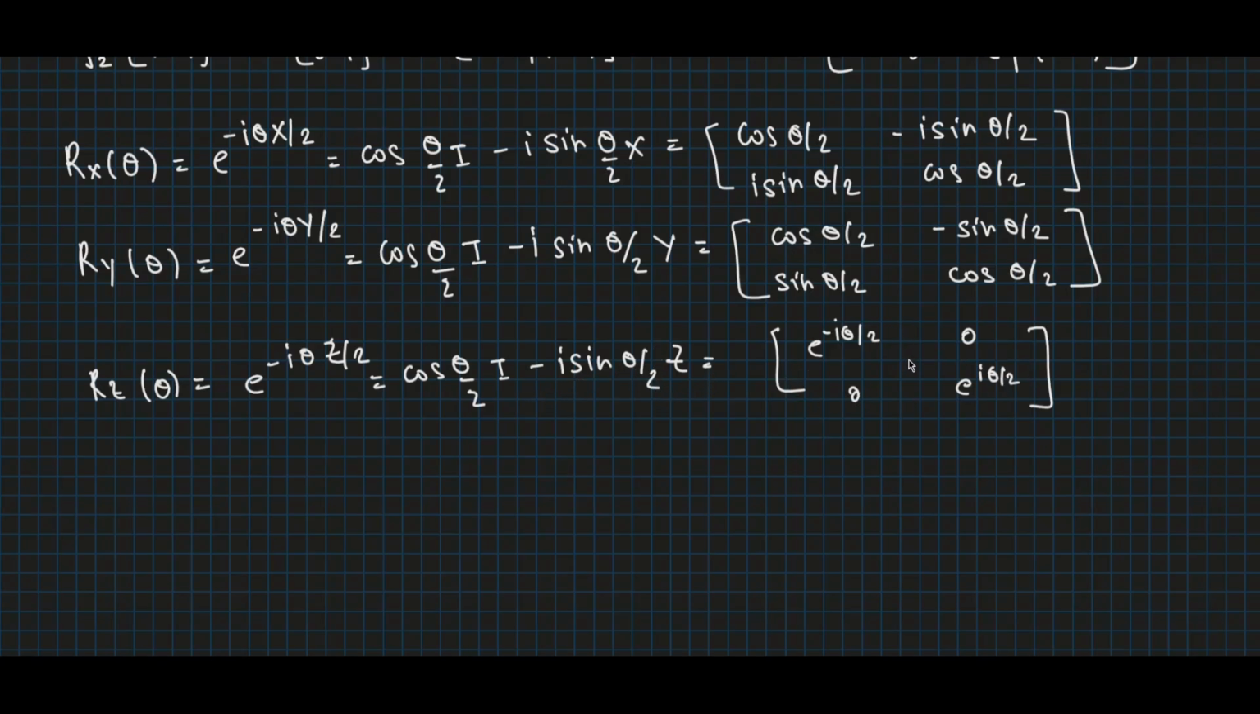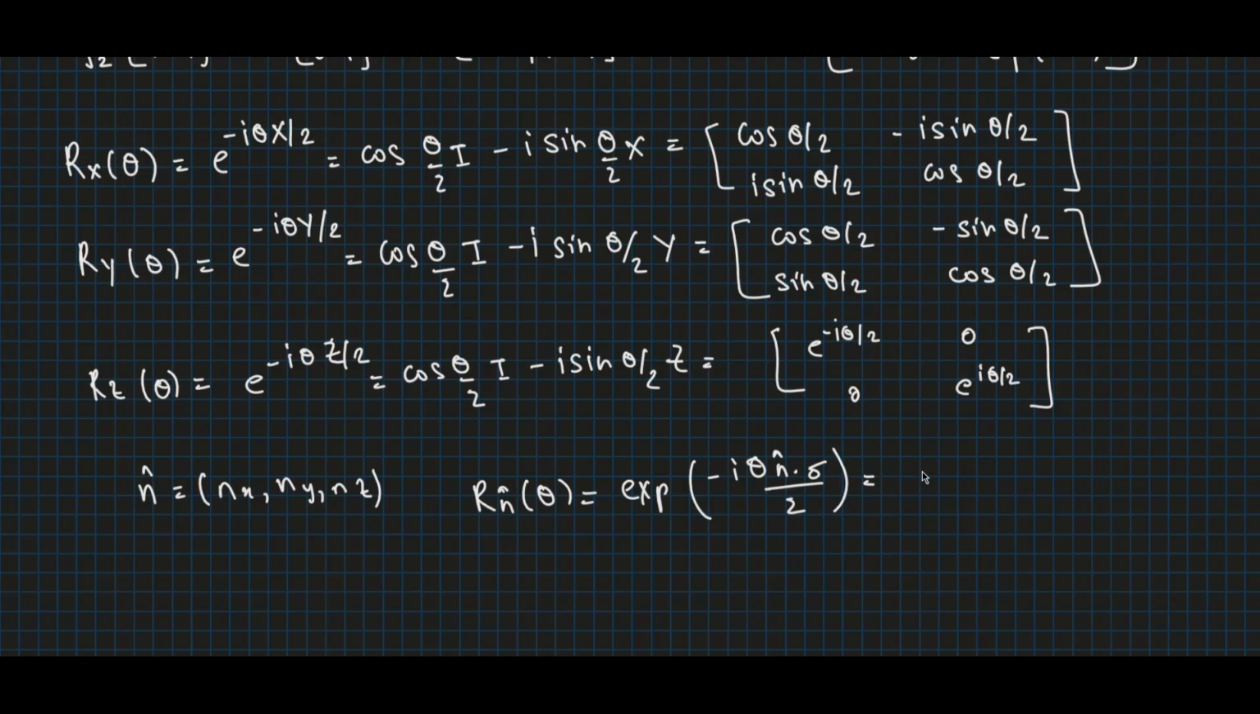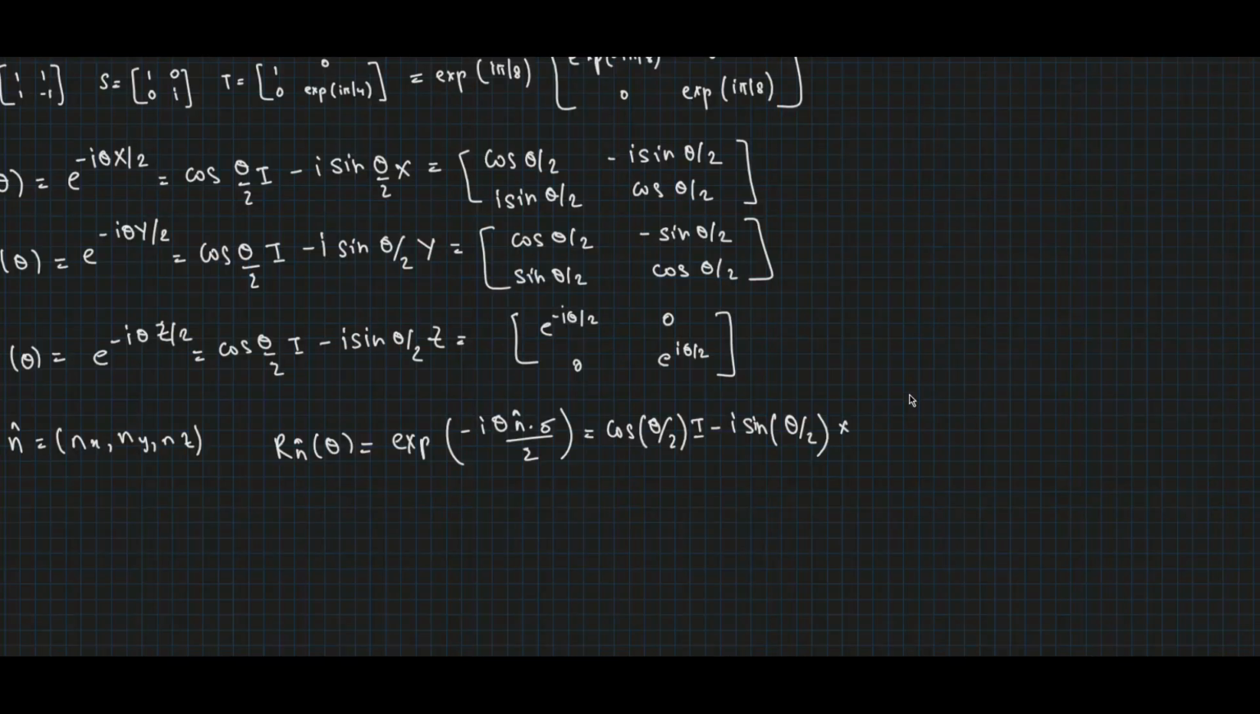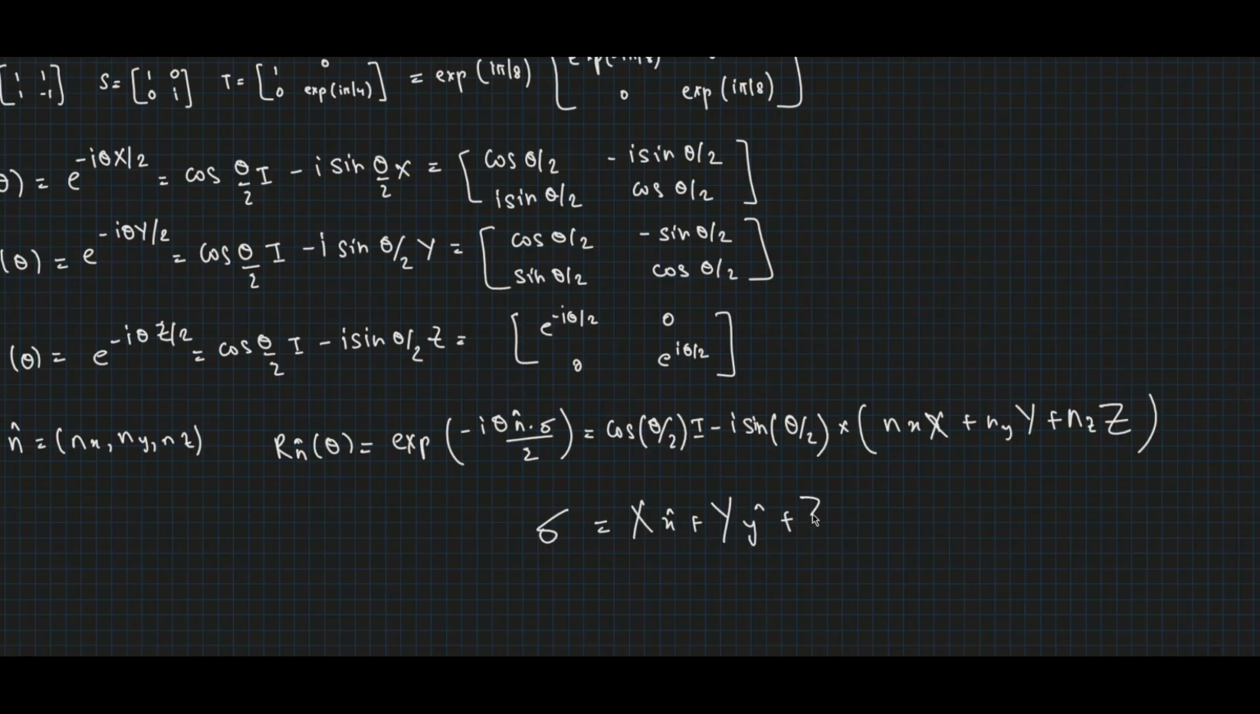We can also write the general expression for a unit vector n cap in the n axis, given by nx, ny, nz, such that R n cap(theta) would be equal to the exponential of minus i theta n cap dot sigma by 2, which is equal to cos theta by 2 I minus i sin theta by 2 into nx X plus ny Y plus nz Z, where X, Y, Z are our Pauli matrices. Here sigma is equal to X cap plus Y cap plus Z cap.